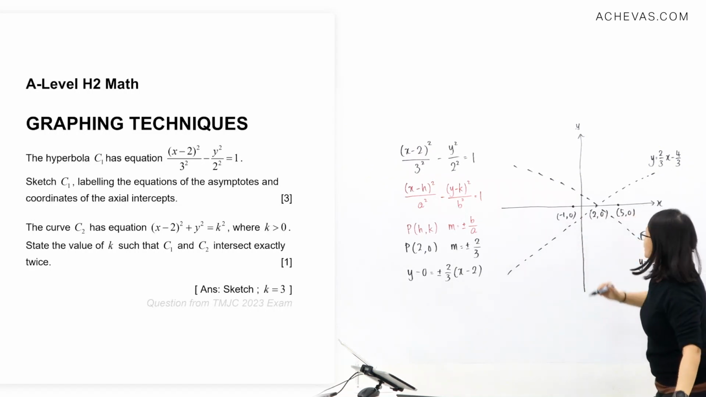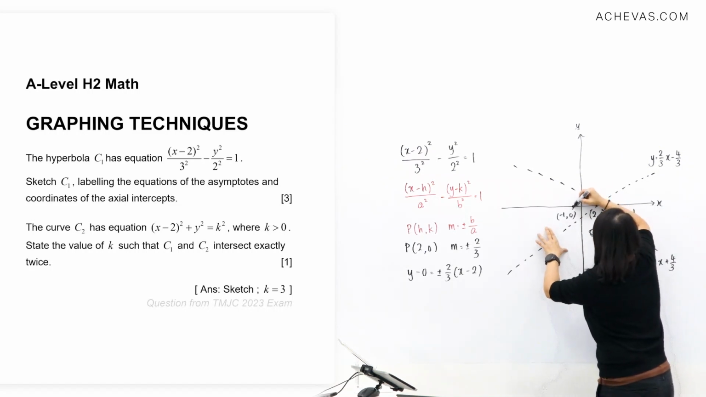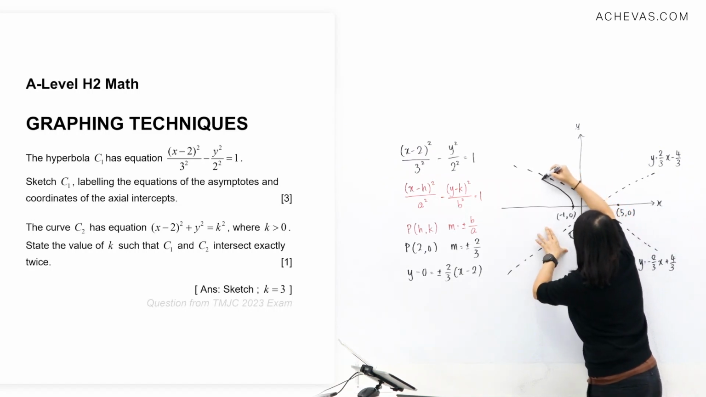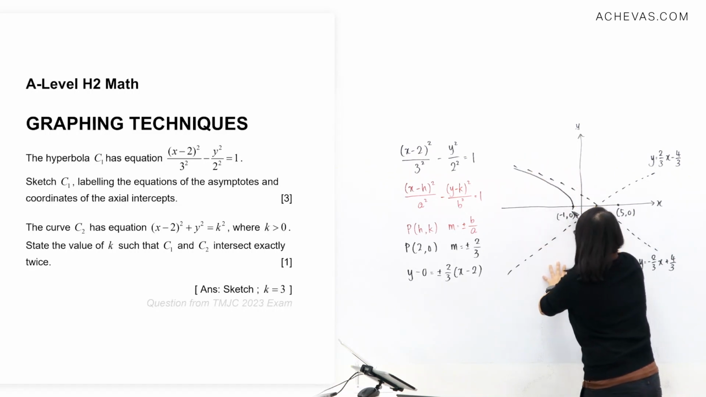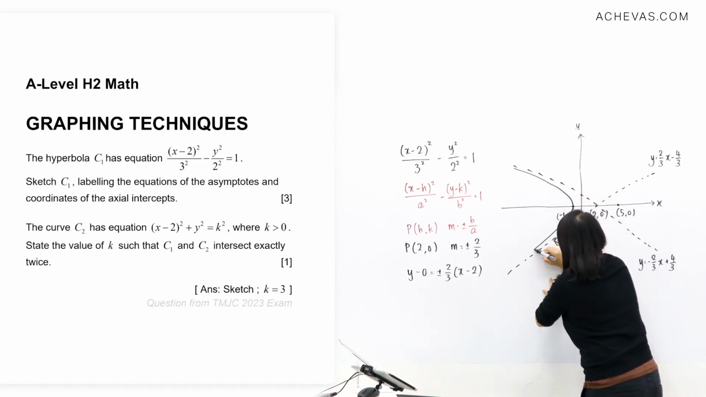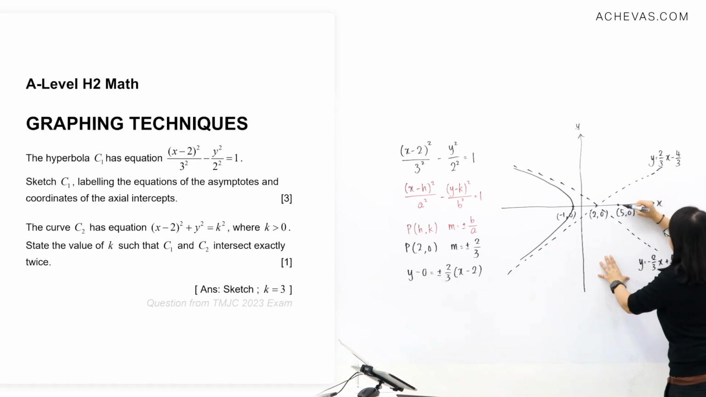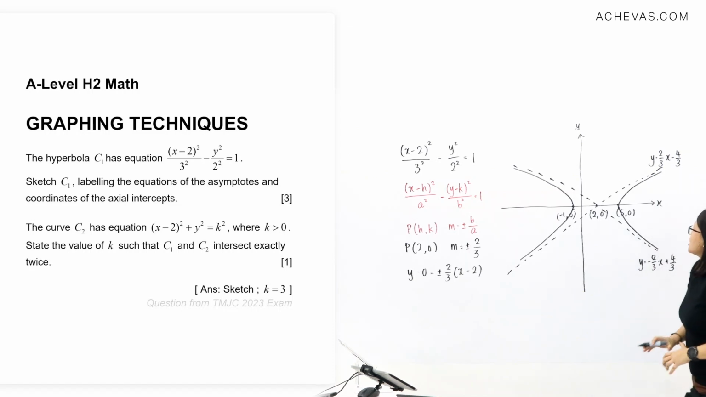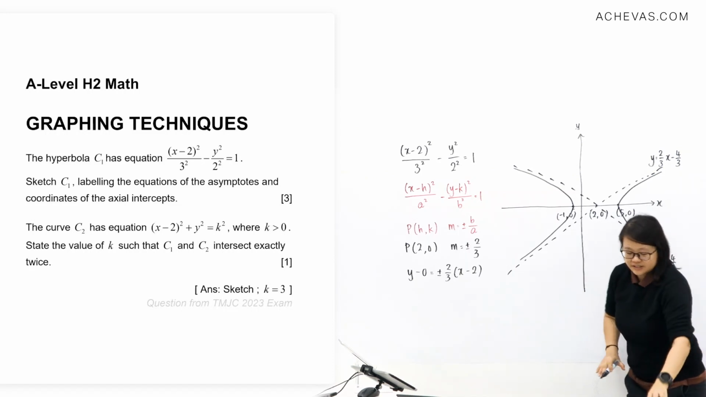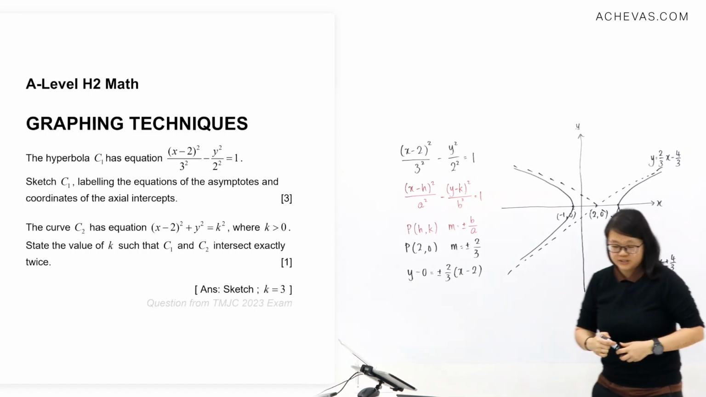And we're going to draw the graph now. This side approaching the asymptote line, and also this line here approaching the asymptote line, and one more, which is this side, and this side over here. All right, and now we're done with the first part.